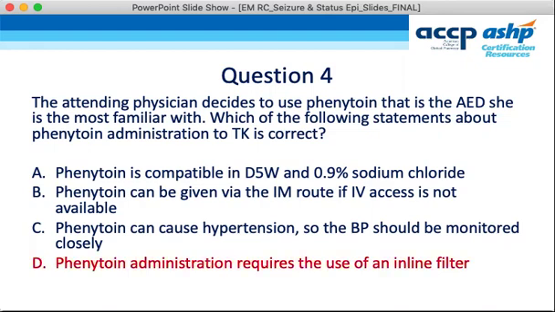So D, phenytoin requires use of an inline filter as it can precipitate from solution. A is incorrect as phenytoin is not compatible in D5W. B is incorrect as phenytoin should be given only via the IV route. Technically, fosphenytoin could be given via the intramuscular route. And C is incorrect as phenytoin can cause hypotension, not hypertension.